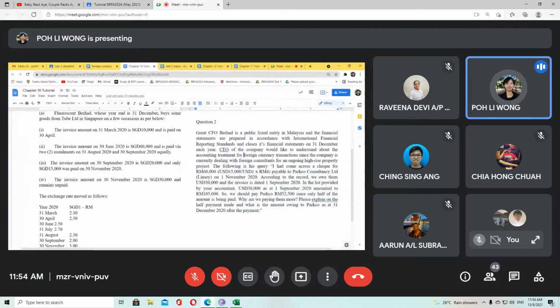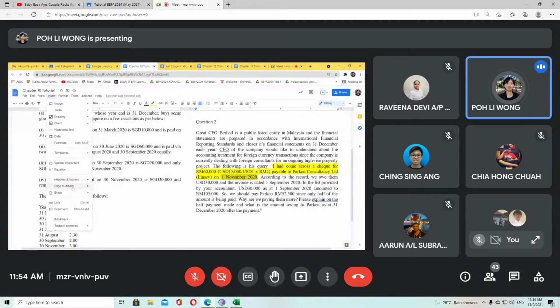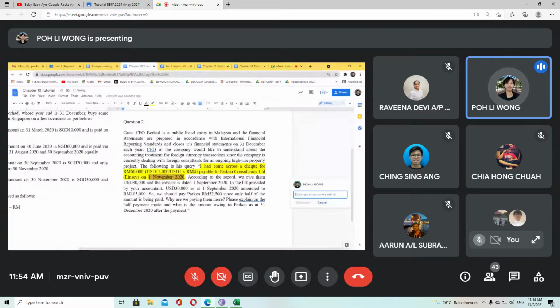So when you look at this first statement here, you will definitely come to the conclusion that this is the spot date. Okay, sorry, let me add in the comment. So 1st November 2020 will be the spot date. Okay, so this 4 ringgit should be based on your spot rate.